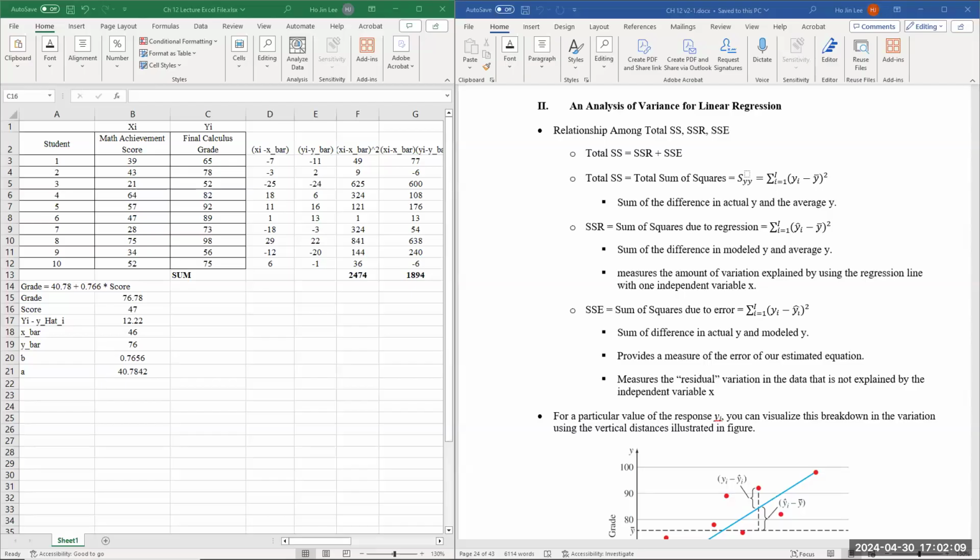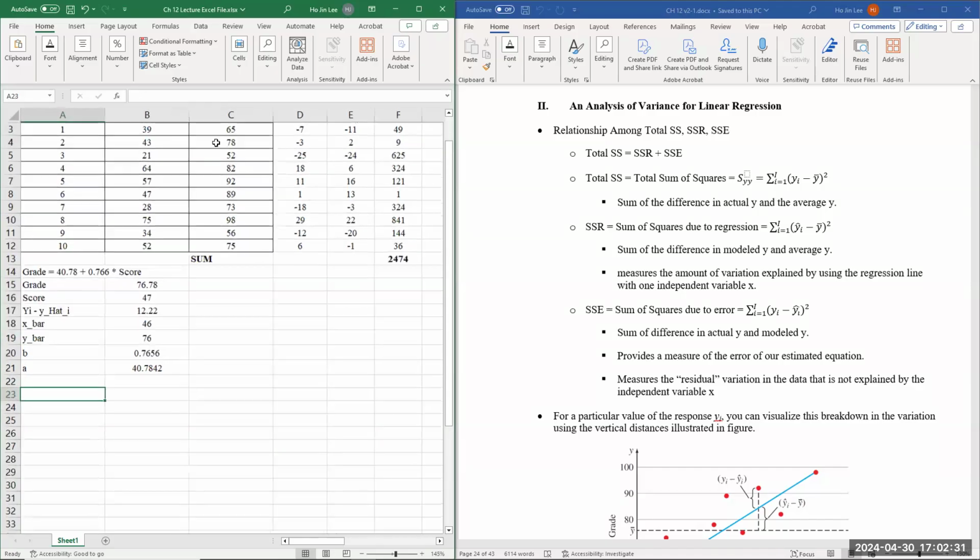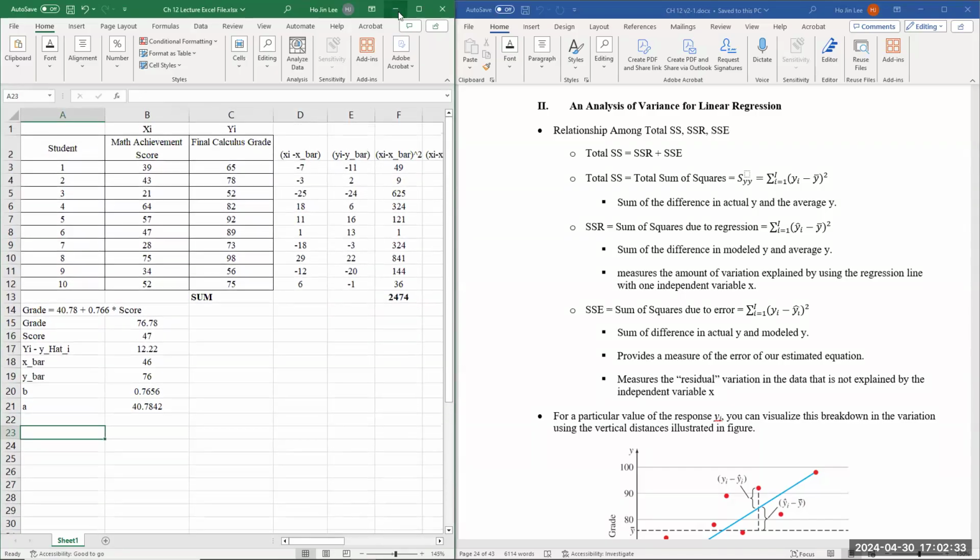Hi, this is part two to the lecture for chapter 12. Okay. So in part one, we estimated the coefficient of A and B that is here, and I'm gonna go do the Excel analysis, regression analysis.